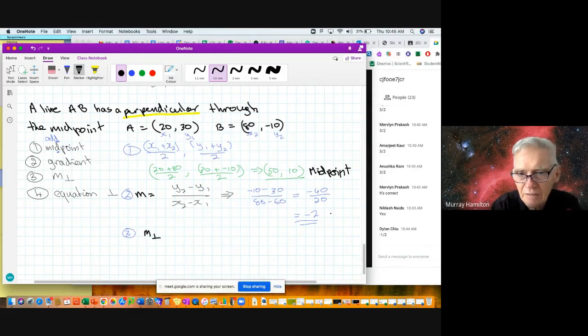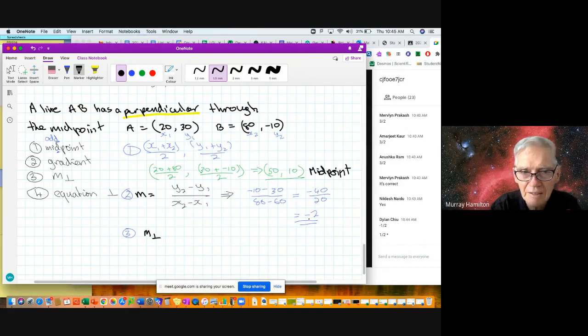Not negative a half, Dylan, because we've already got a negative there. One must be negative and the other must, yes, 1/2. Thank you. So that's good for you pointing that out for everyone. So the gradient of the perpendicular is 1/2. You take this here, turn it upside down, make the negative positive. Remember, -2 is the same as 2/1, so we invert it, reciprocal, and we get rid of that.